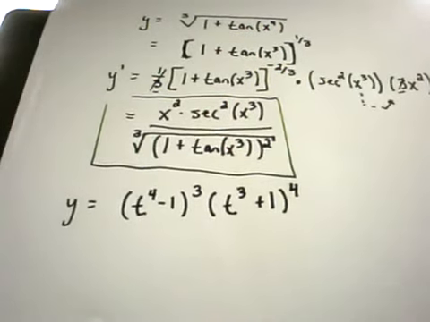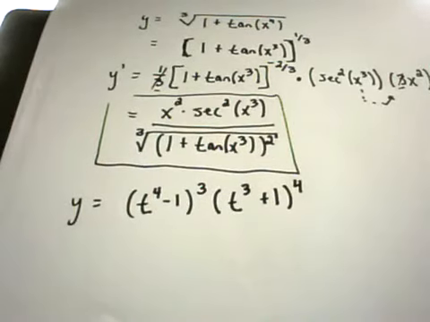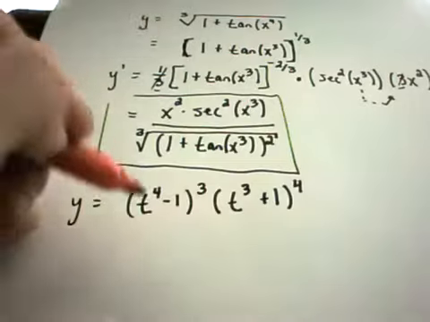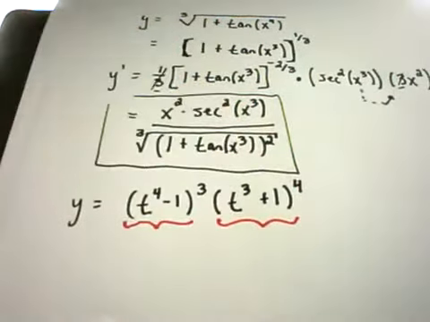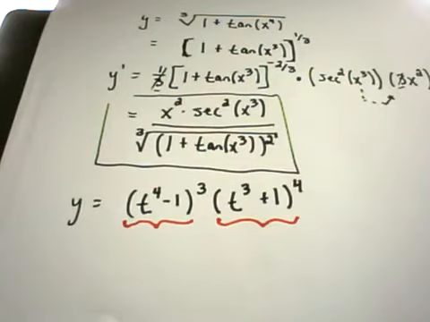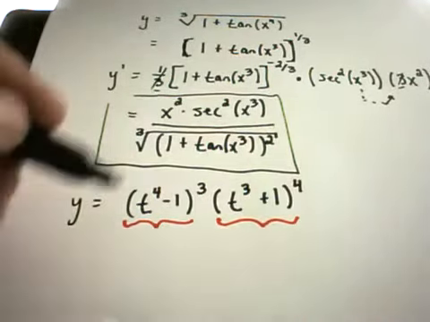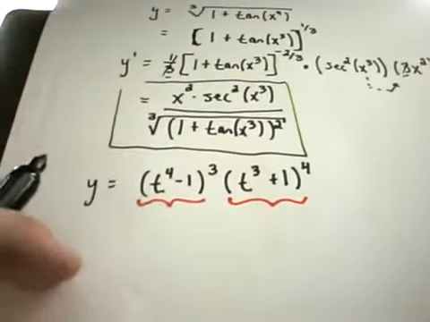So when I see this problem, I think, well, I'm going to have to use the product rule because I see two things being multiplied. I've got a tangent to the fourth minus 1, I've got a tangent cubed plus 1 term. So I'm going to have to use the product rule. I'm also going to have to use the chain rule on each individual piece when I take the derivative.